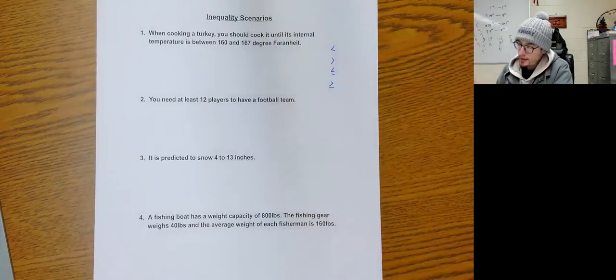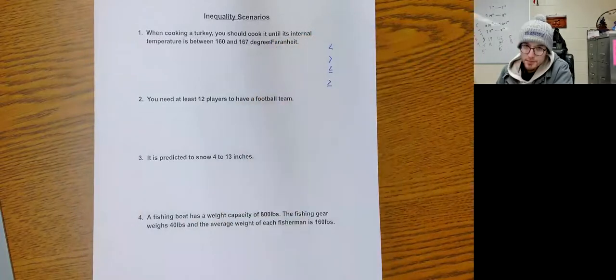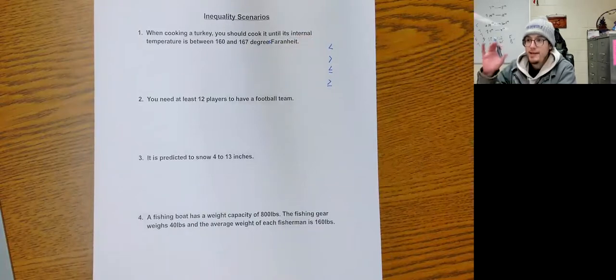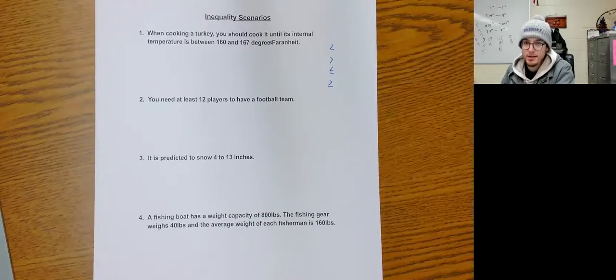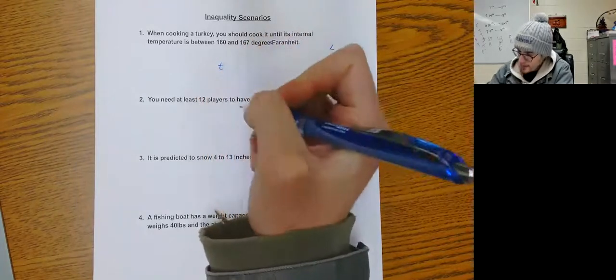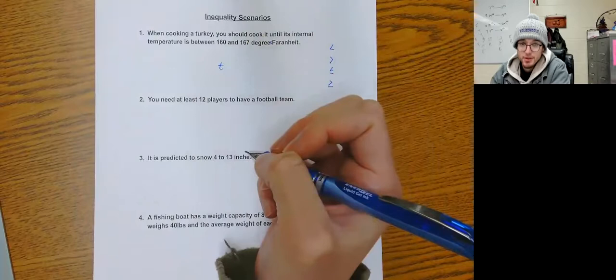So when cooking a turkey, you should cook it until its internal temperature is between 160 and 167 degrees. Oof, spelling error, degrees Fahrenheit. So can we create an inequality to represent this temperature that a turkey should be cooked to? Because it's a range, right? It's not cook it to 160 and call it good. It's between 160 and 167 degrees Fahrenheit. So I'm going to say, let's say T for temperature needs to be in between 2 temperatures.